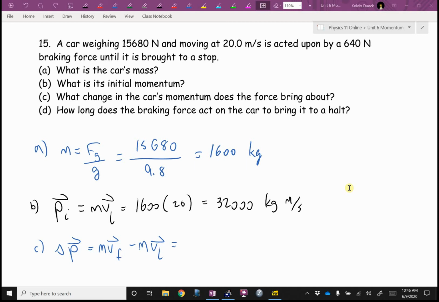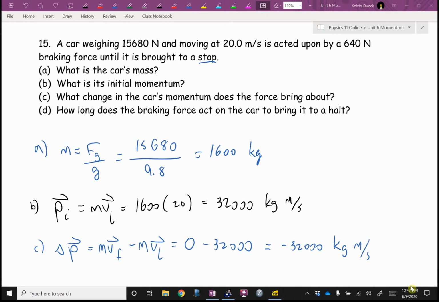Although I could go mass times velocity, I know the final momentum. It says it's coming to a stop, so the final momentum is 0. And I know the initial momentum. I just calculated it in B. Negative 32,000 kilogram meters per second. So what does that mean? That means that we've lost 32,000 kilogram meters per second of momentum. Well, of course we lost momentum. We had to come to a stop.